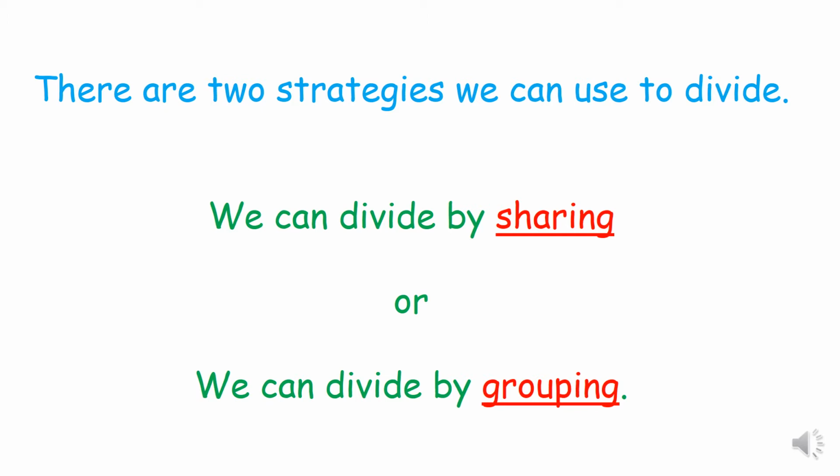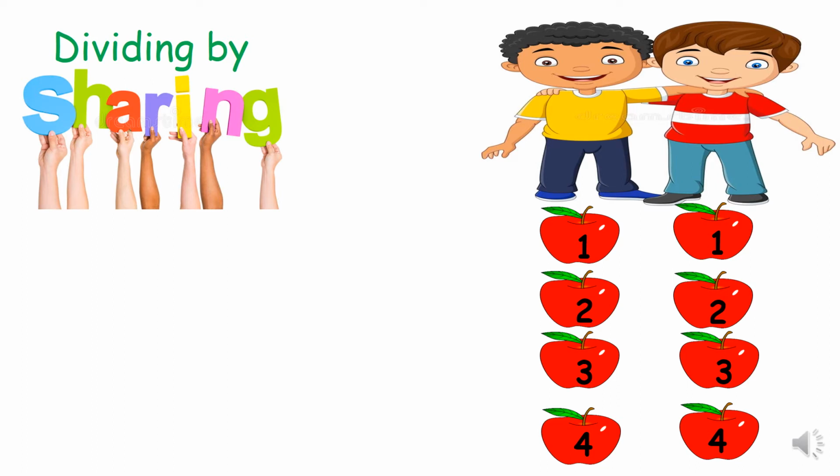There are 2 strategies we can use to divide, and we've learnt about those this week. We can divide by sharing, which we learnt about on Monday, and we can divide by grouping, which we learnt about on Tuesday. So let's remind ourselves all about dividing by sharing. This involves having an amount and sharing it equally between a group of people. So when we're thinking about dividing by 2, we're sharing between 2 people. And looking at the picture, both of the boys have the same amount of apples, so it's fair and equal.